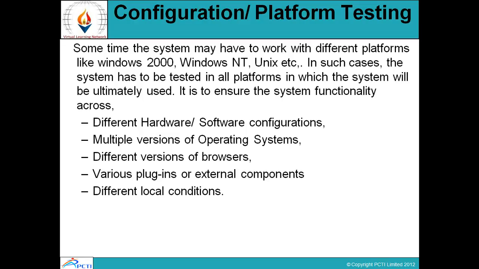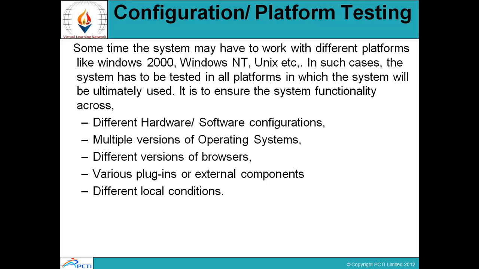Next is configuration platform testing. In configuration platform testing, sometimes the system may have to work on different platforms like Windows 2000, NT and Unix. These are basic operating systems on which the system may have to work. In such a case, the system has to be tested on all the different platforms. After system testing, it is required to check whether it works on all the different platforms, because sometimes problems may be created in the software on a different platform.